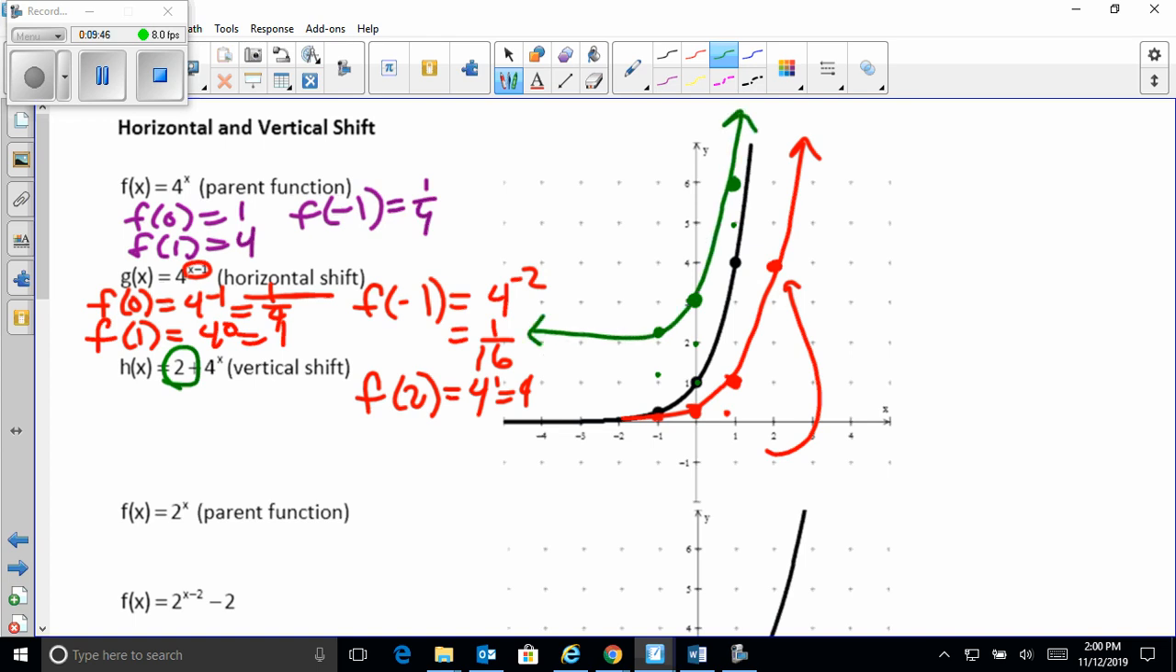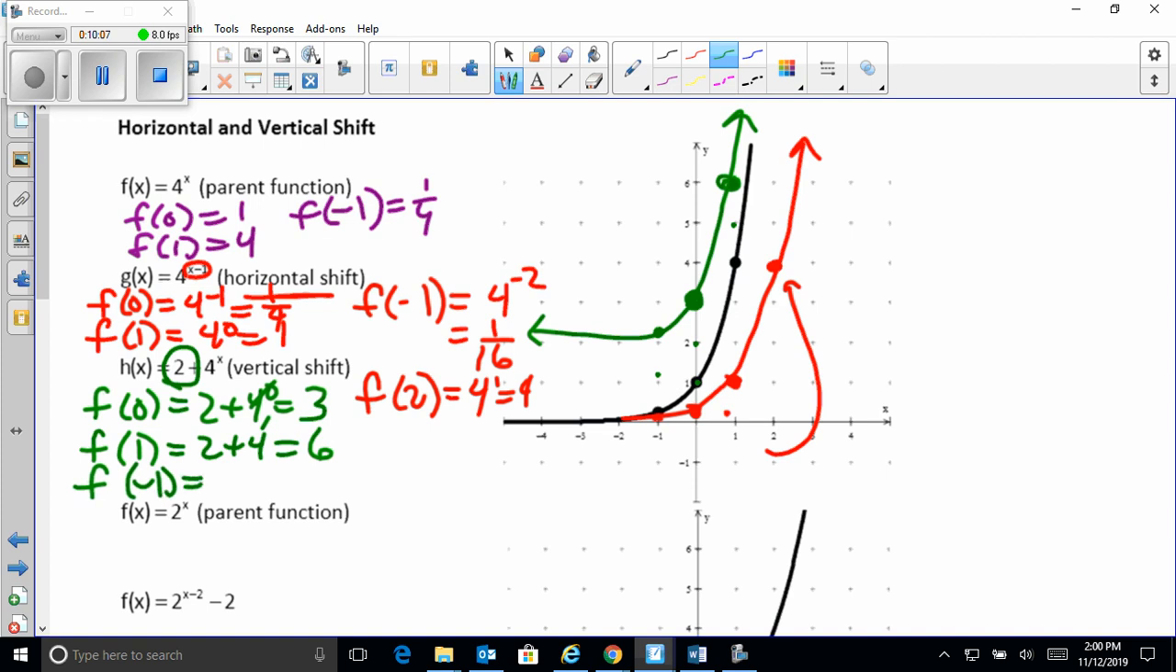Now if you want to just double check, f of 0 would give you 2 plus 4 to the 0, which is 3. f of 1 will give you 2 plus 4, which is 6. See, that's the point we had. We get those 2 points. And then you could do x to the negative 1, which would be 2 plus 1/4, which is 2 and then 1/4, which is where that point is.